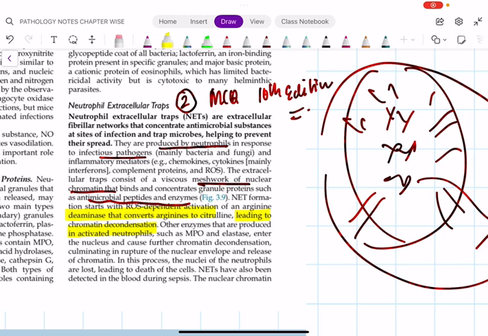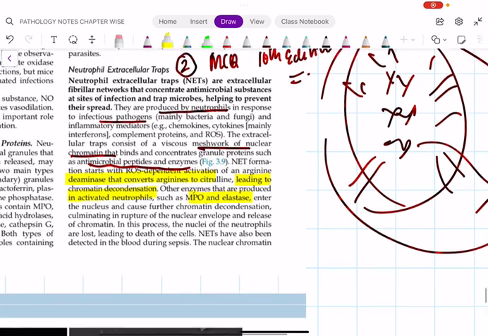So what are the amino acids? Arginine to citrulline, these are the two amino acids mainly responsible. Arginine deaminase is responsible for chromatin decondensation. Other enzymes, of course, are myeloperoxidase and elastase, but they are not that important. Here comes the question: then what will happen?